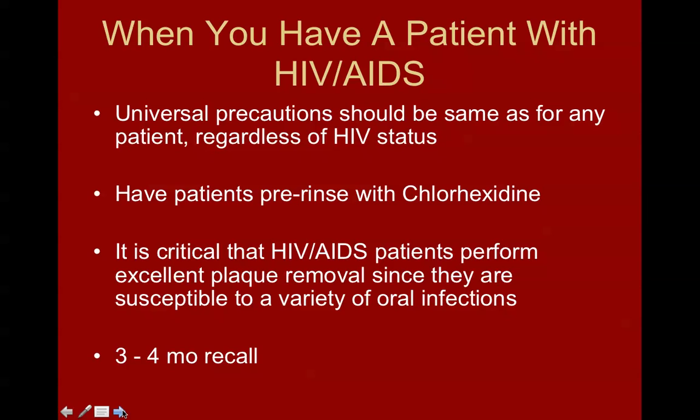Okay, and then our universal precautions, we treat them the same as we would anybody, regardless of their known HIV status. We're assuming everyone has everything that we don't want. Have them pre-rinse with chlorhexidine instead of Listerine, just because it does last a little longer. That substantivity is high with chlorhexidine. And plaque removal, especially if they're immunocompromised, the lower the bacterial count in the mouth, the better. So having them understand the importance of keeping their mouth clean as helping them toward remaining healthy and not having some secondary opportunistic infections is helpful, and a 3 to 4 month recall.